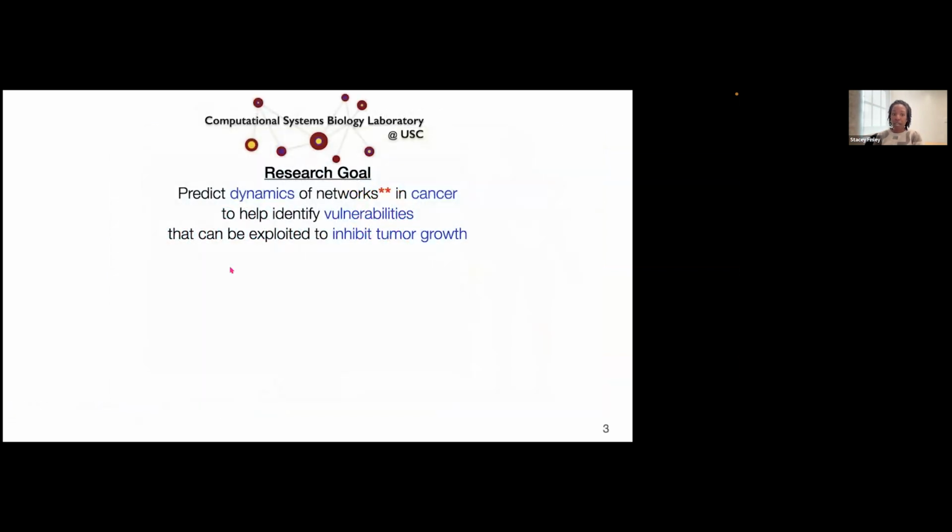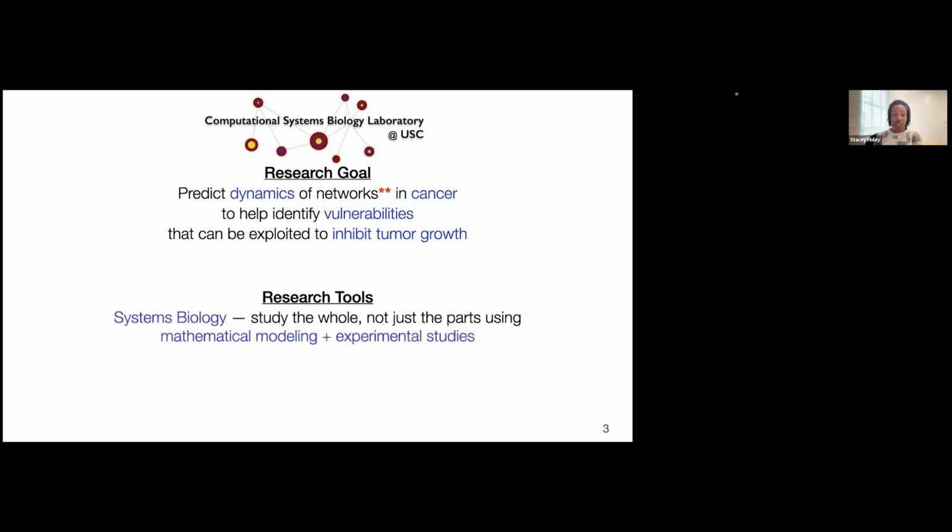The main goal of my research lab is to predict the dynamics, the evolution of what's happening inside the tumors, and particularly the dynamics of networks in cancer. I will talk more about what we mean by networks here in just a moment. We can use those predictions of the dynamics to help identify how the tumor is vulnerable and then exploit those vulnerabilities to inhibit tumor growth. We do this using systems biology tools, which means we're studying the whole rather than individual parts: a whole network of reactions, a whole network of interactions between cells, instead of just one cell or one reaction at a time.